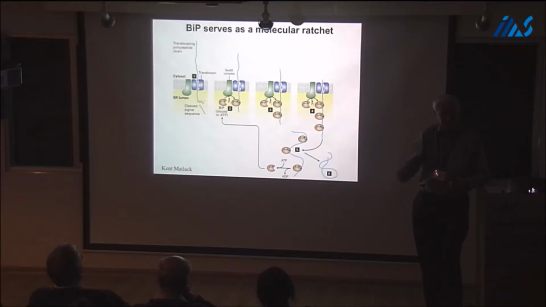When the chain has moved a sufficient distance into the lumen, the next BiP molecule will bind, and so on, until the polypeptide chain is all the way through. And eventually you get nucleotide exchange: ADP goes out, ATP comes in, the peptide binding pocket opens, and BiP falls off. And you get a free polypeptide chain ending up on the luminal side.